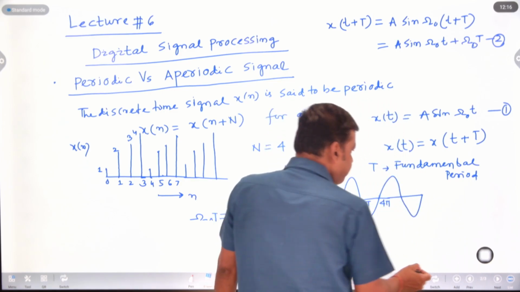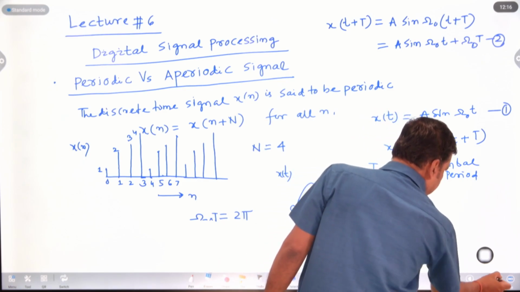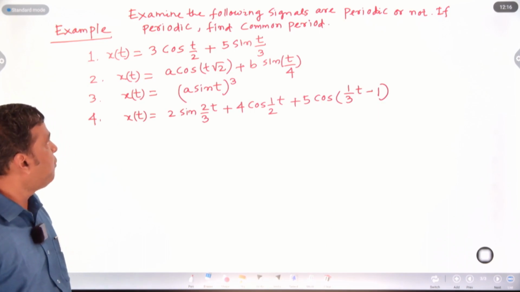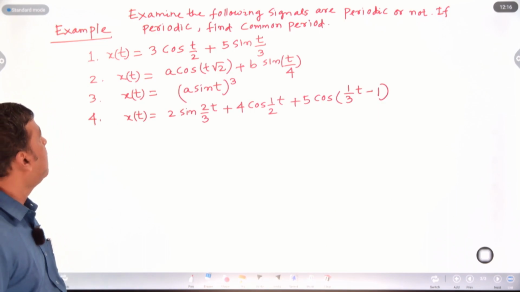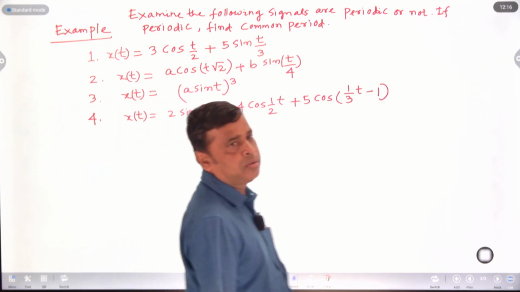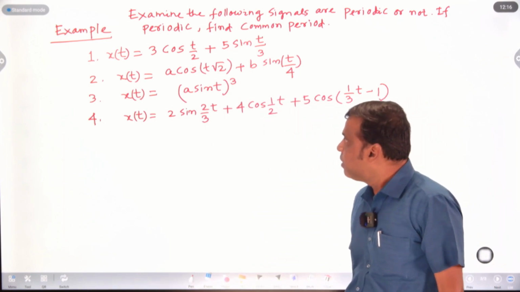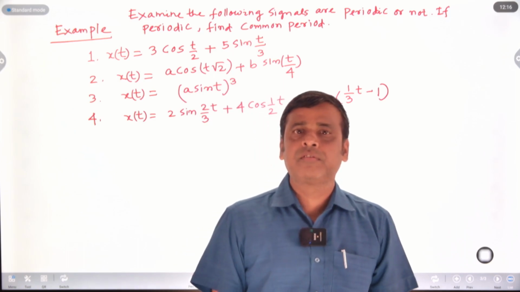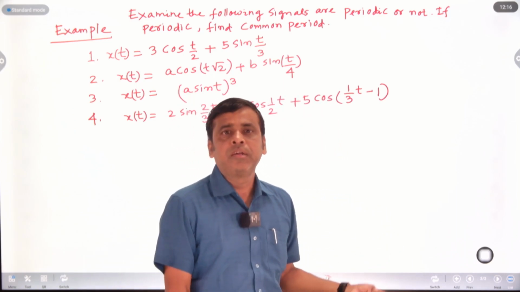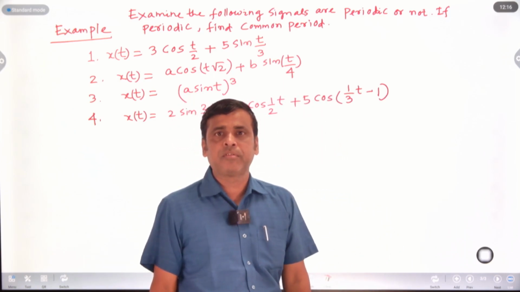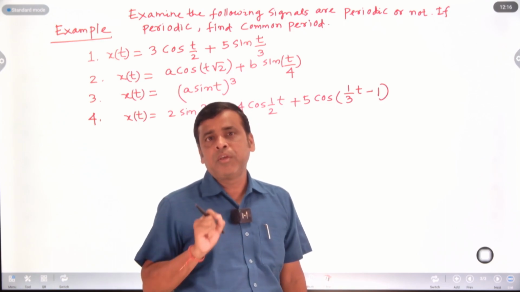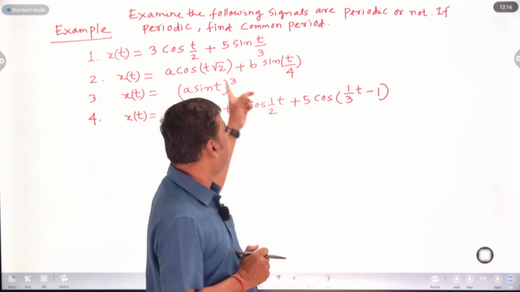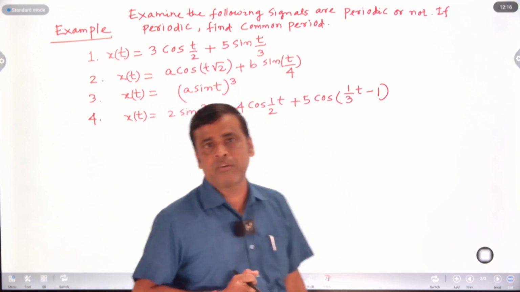I have given some examples. Examine whether the following signals are periodic or not. If periodic, find the common period. This type of question may come in your civil service examinations and some competitive examinations. The signal is given, and you have to judge whether the signal is periodic or not. This is a multi-tone signal, meaning more than one sinusoidal signal.